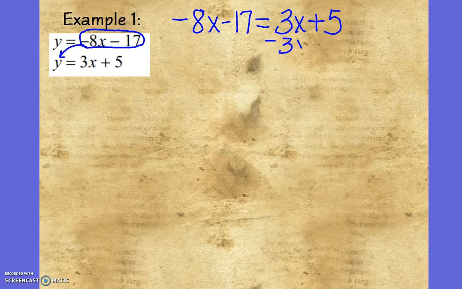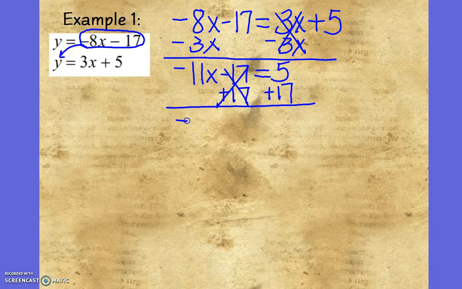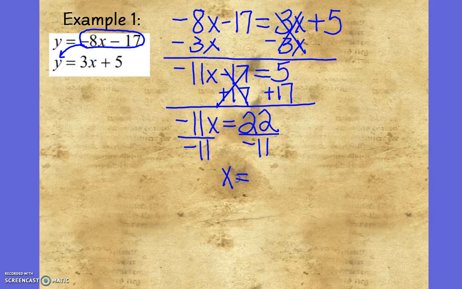Now I'm going to subtract 3x from both sides. And I have negative 11x minus 17 equals positive 5. Then I'm going to add 17 to both sides. And I'm trying to isolate my x. And I get negative 11x equals 22. Then I divide by negative 11. And I get x equals 22 divided by negative 11 is negative 2. So now I know that my x is equal to negative 2.